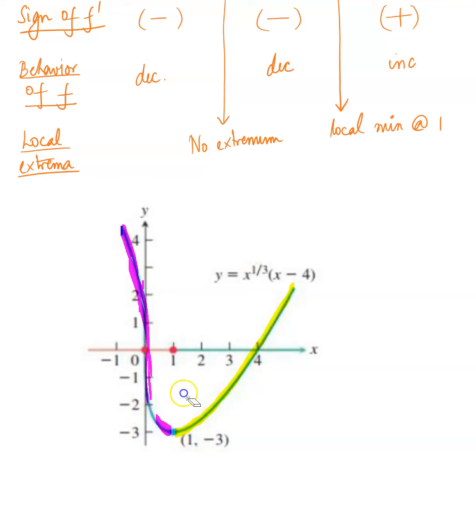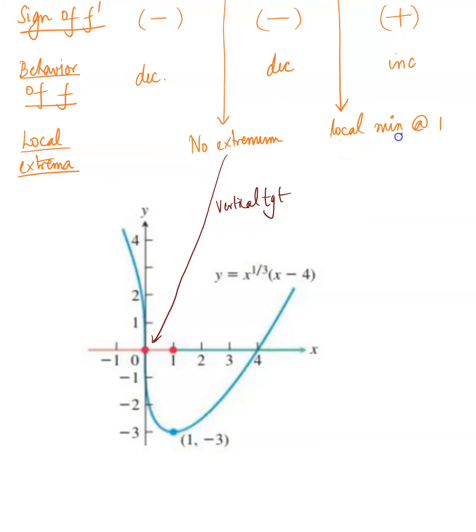So we can see that. But let me clear this. We also see that at 0, where we said there is no extremum, the graph actually has a vertical tangent. Isn't it? If you were to draw the tangent through that point, it's going to be a vertical tangent, because that's the way it can touch the blue graph.